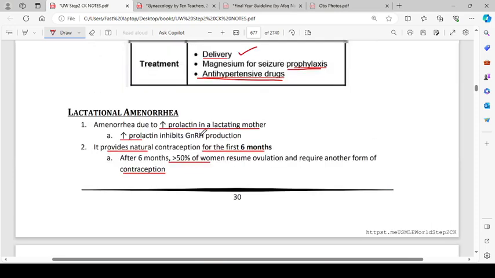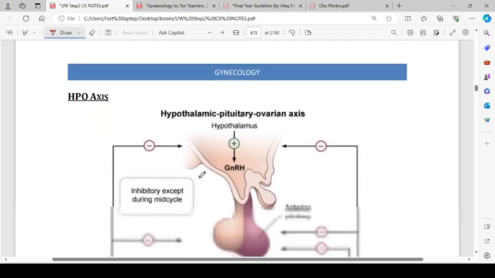Then lactational amenorrhea. Amenorrhea due to increased prolactin in a lactating mother. Increased prolactin inhibits the GnRH production. It provides natural contraception for the first 6 months. After 6 months, more than 50% of the women resume ovulation and require another form of contraception. Got it.